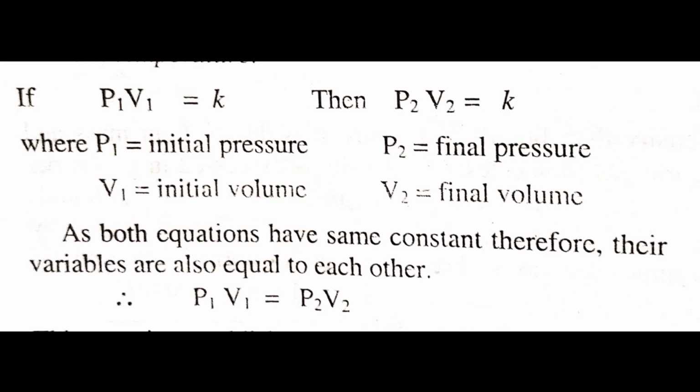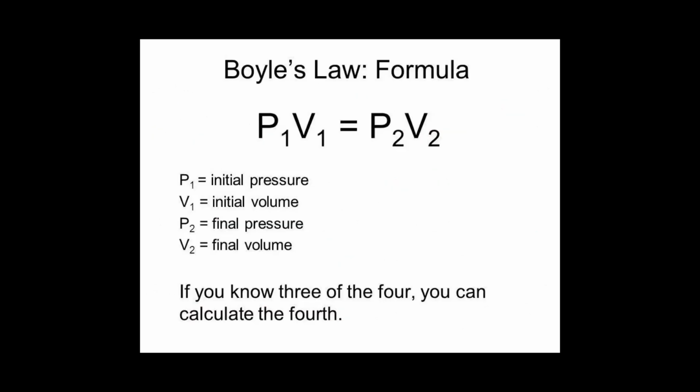As both equations have the same constant, therefore their variables are also equal to each other. So it can be written as P1V1 = P2V2, which is known as Boyle's law. Students, this is known as the Boyle's law formula. From this formula, if you know 3 of the 4 values, you can calculate the fourth value.